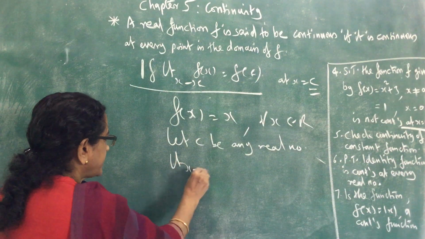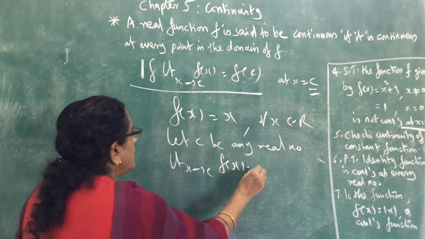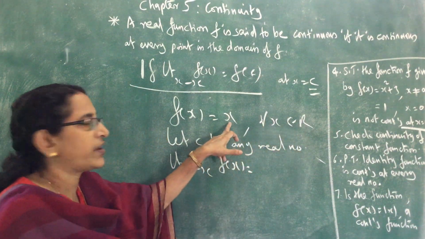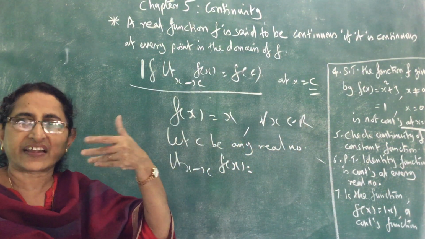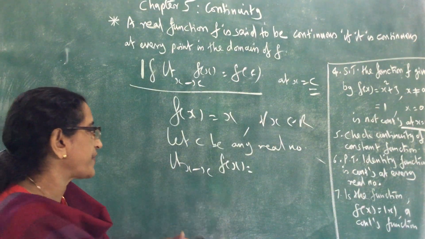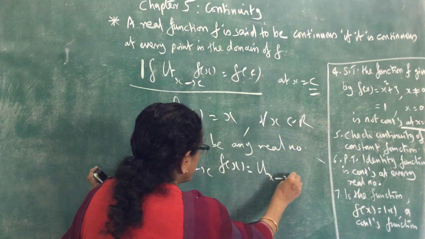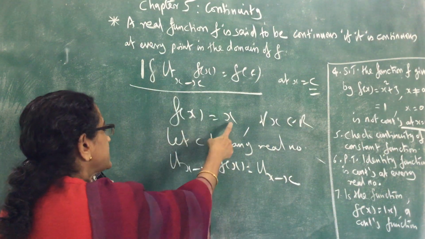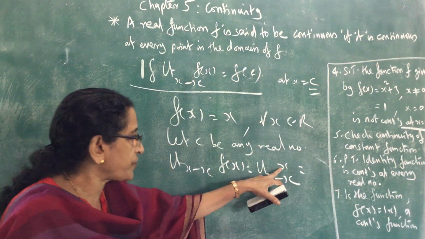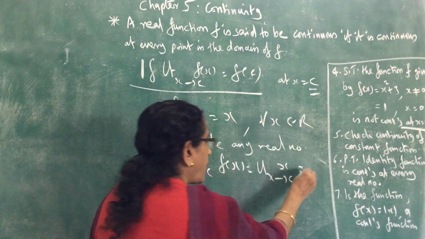So limit x tends to c of f of x. Here also the function has only one value, whatever be the value of x. So we only want to find the direct limit. No left and right limits are needed. So limit x tends to c of f of x equals limit x tends to c of x, since f of x equal to x. Next, evaluation of the limit: in the place of x we substitute c. So we get c.